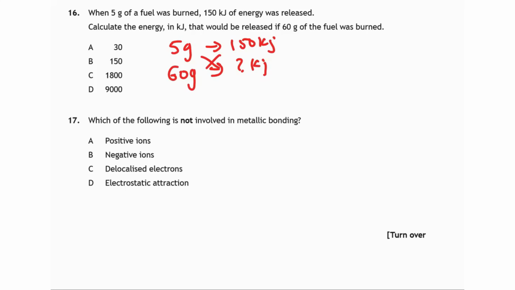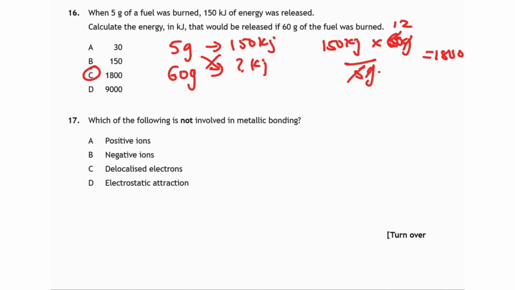So what we're basically going to do is to cross multiply, and we have 150 kilojoules times 60 grams divided by 5 grams. Grams will cancel grams, and 5 will go into 60, giving you 12. So 150 kilojoules times 12, we have 1,800 kilojoules. So our option is C.